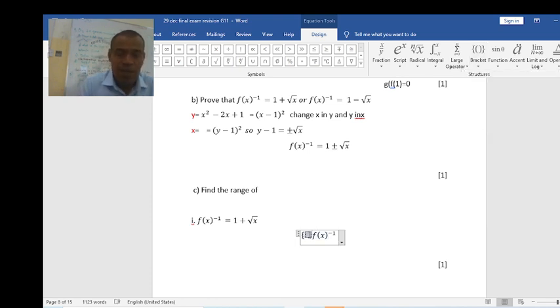So I will write x. The domain is x such that x is positive. x should be positive, more than or equal to 0, because the square root needs x to be at least 0.